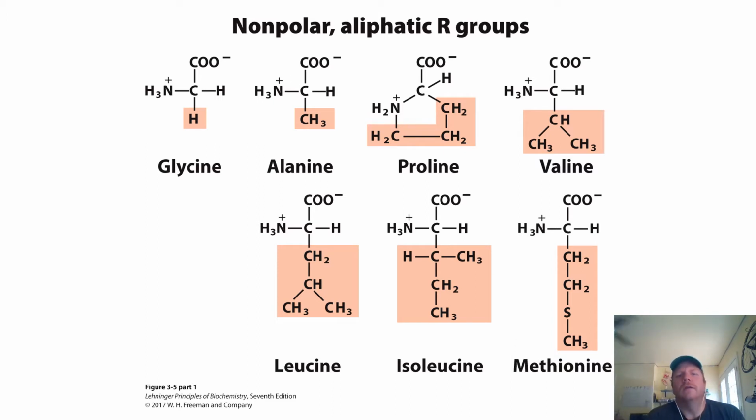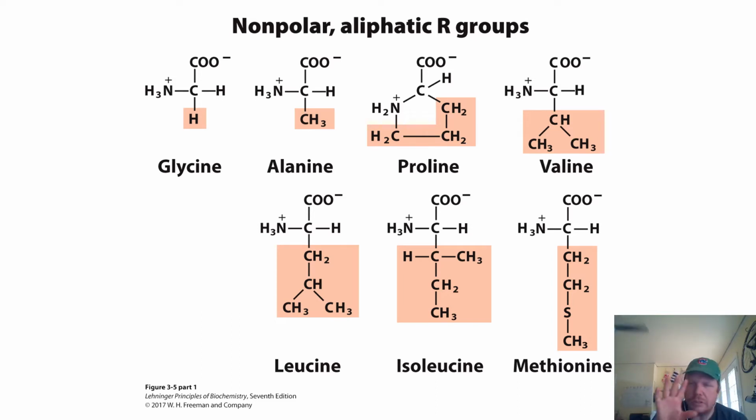So we've got glycine, alanine, proline, valine, leucine, isoleucine, methionine. Now, proline, valine, leucine, isoleucine, sorry, remove methionine from that last description. We have nothing but carbons and hydrogens. These are hydrocarbons. Okay, what do you know about hydrocarbons? Well, they're going to generally not have any polarity in them. So they're going to be classified as nonpolar R groups.